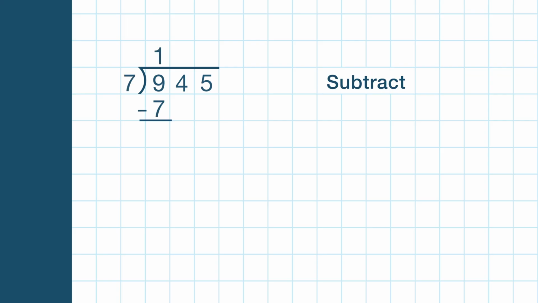Now it's your turn. 945 divided by 7. Let's work through it together. Divide. 7 goes into 9 how many times? 1 time. Write the 1 above the 9. Multiply. 1 times 7 equals what? It's 7. Write it under the 9. Subtract. 9 minus 7 is? The answer is 2. Bring down the 4 to make 24.